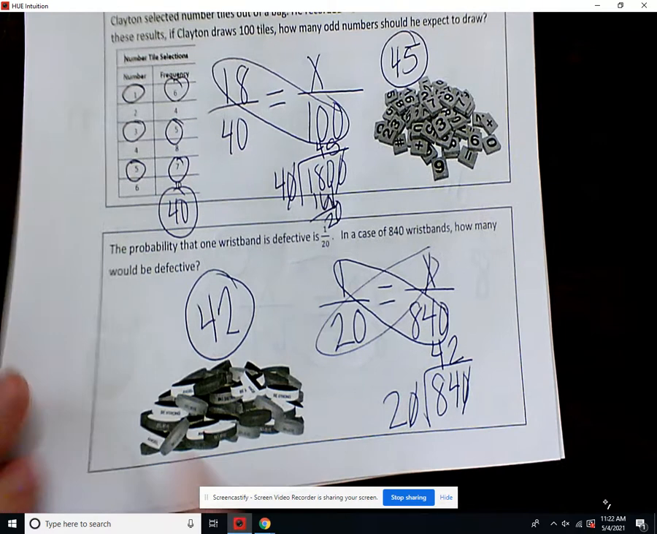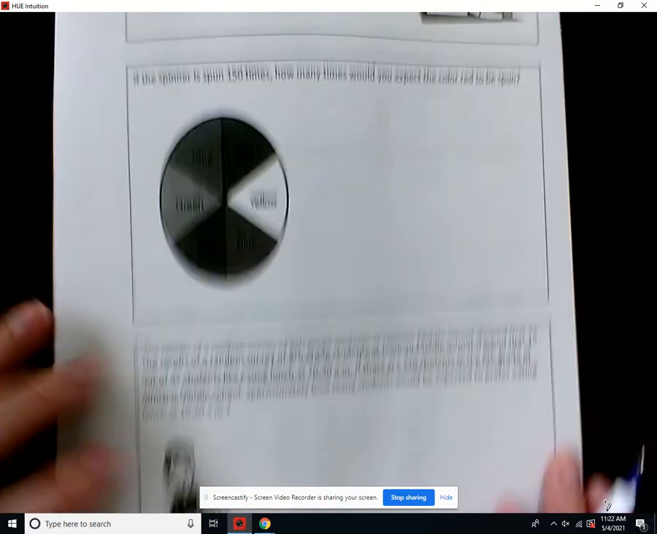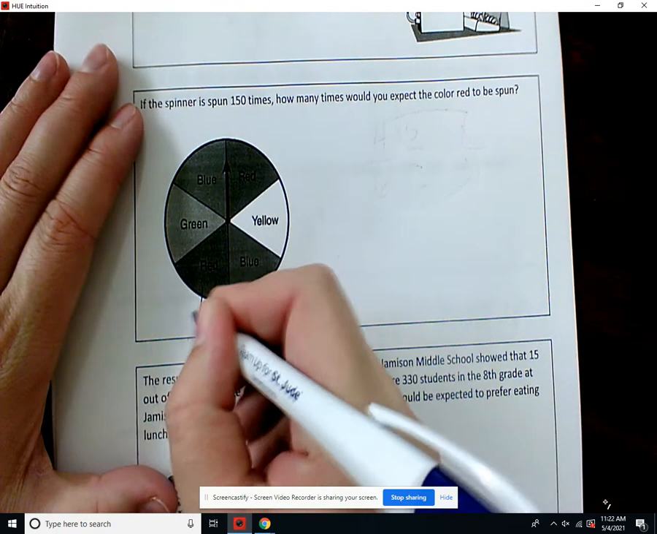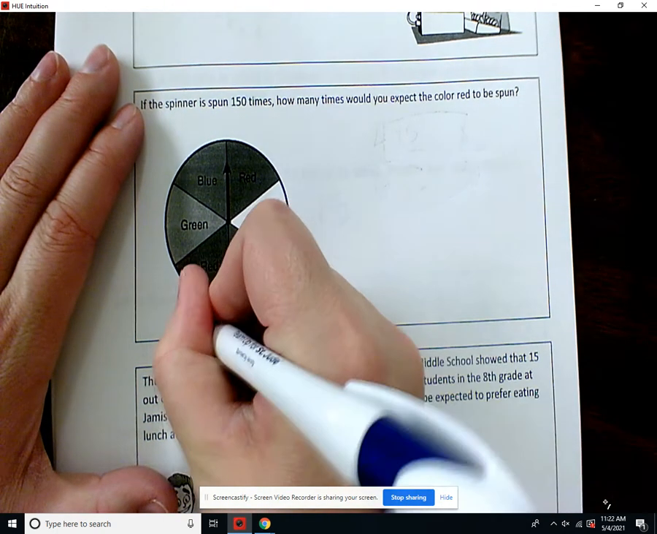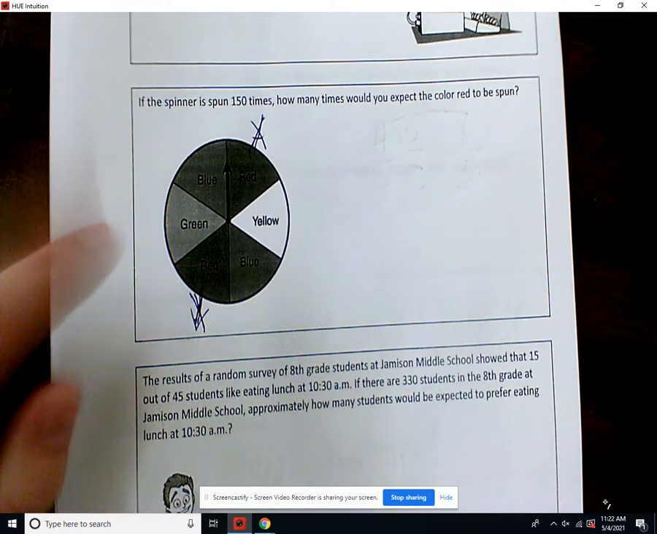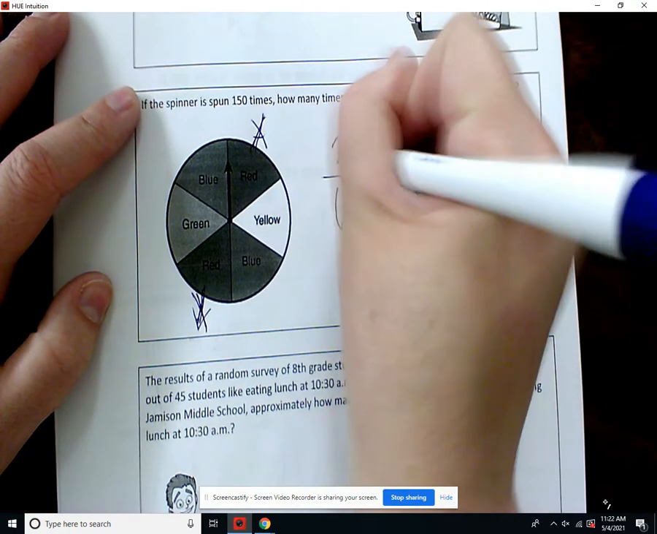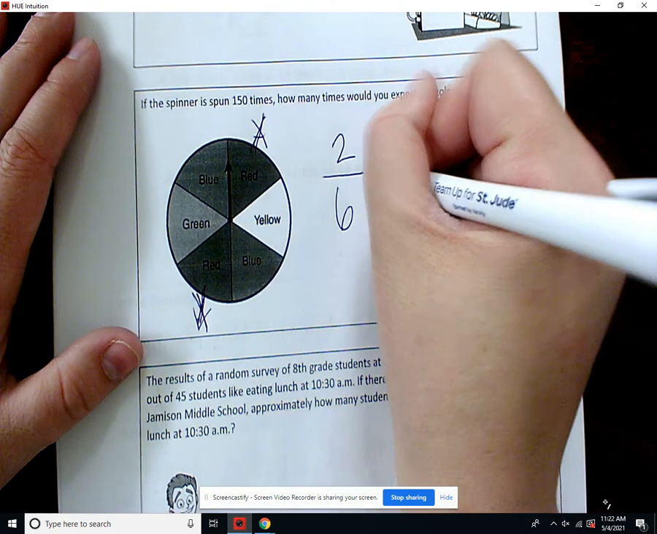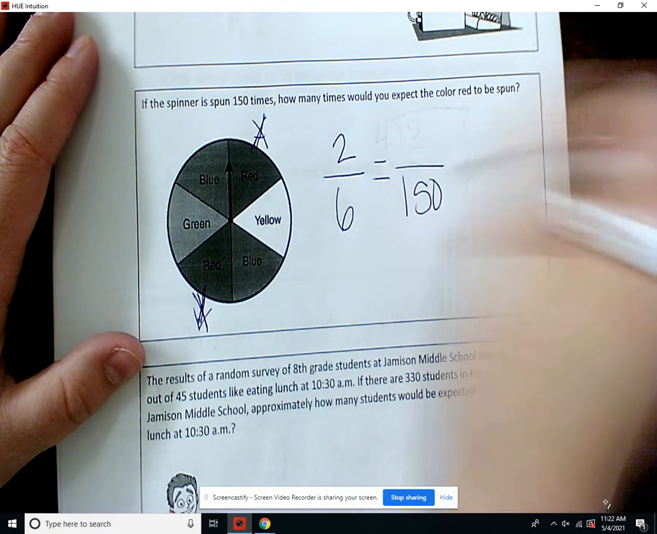Let's look at a couple more. If the spinner is spun 150 times, how many times do we expect it to land on red? We have 2 red ones, this one and this one. We have 6 sections in all. Out of the 6, 2 are red. So I want to know how many are going to be out of 150.